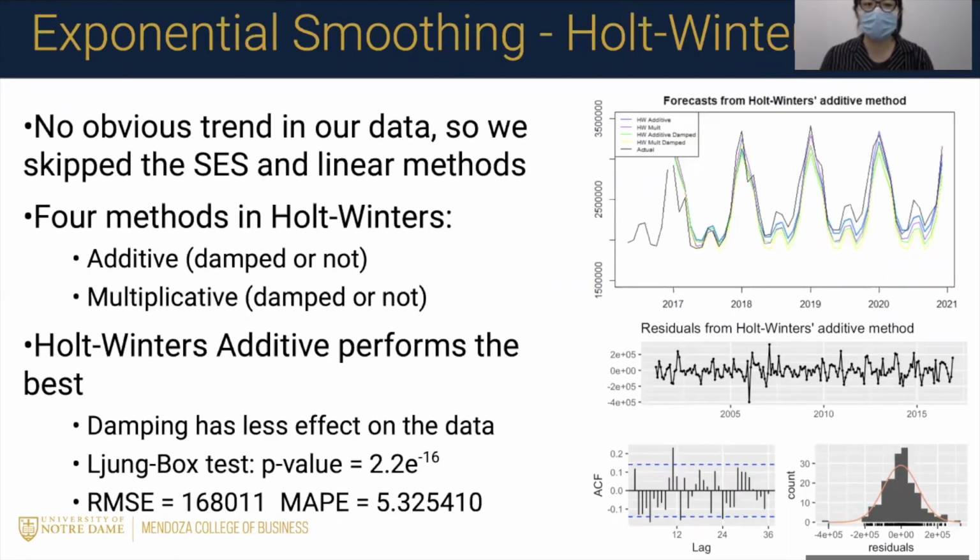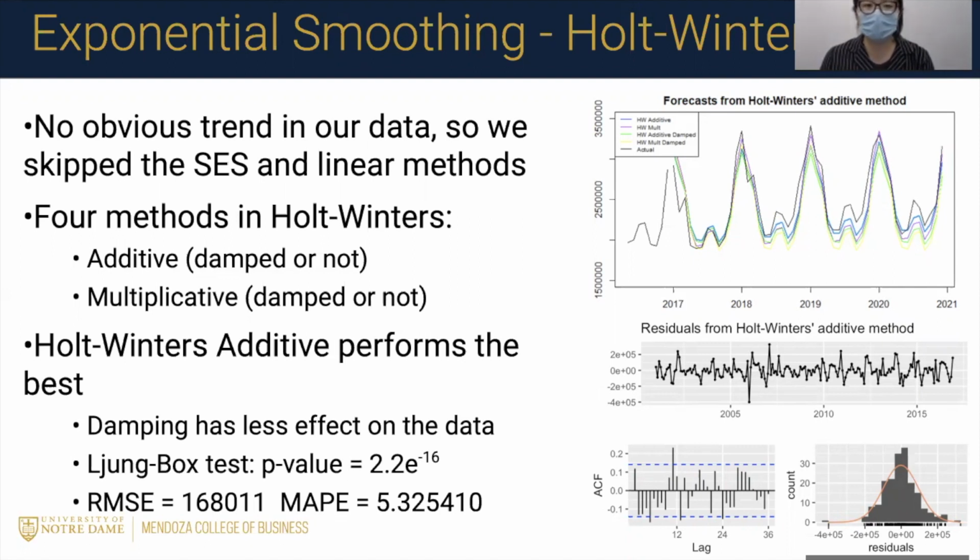And next, we're getting into the exponential smoothing method. Since there's no obvious trend in our data, we decided to skip the simple exponential smoothing and Holt's linear method. So we decided to use the seasonality forecast method from the Holt-Winters family, which are additive and multiplicative. And we tuned our methods to be either damped or not.